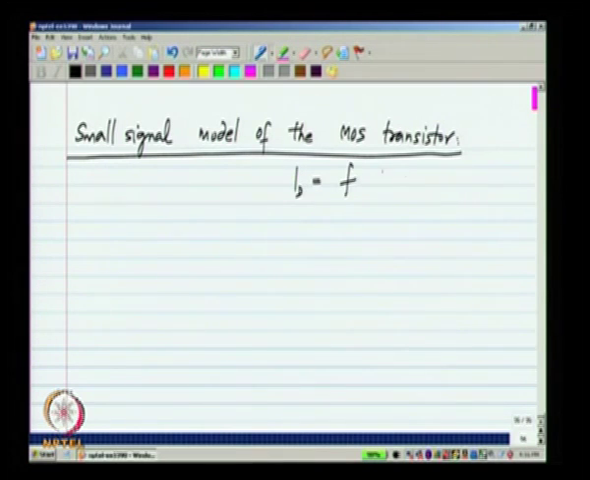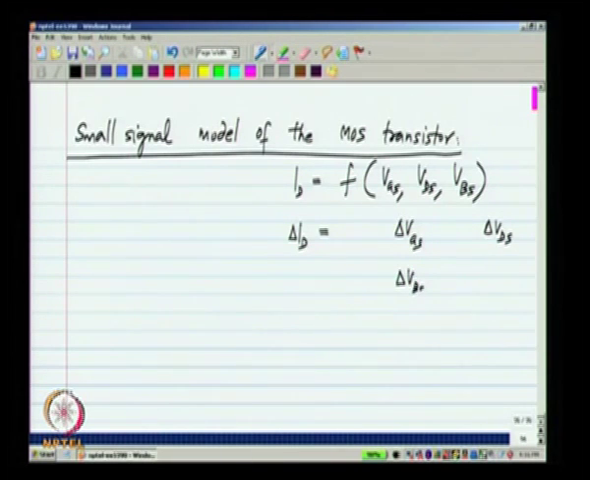Because ID is a function of VGS, VDS and of course VSB, or in the small signal case it is usually written as a function of VBS. We know that the change in ID will be a function of change in VGS, change in VDS and also change in VBS. And what kind of a function will it be? We know that when these changes are small, it will be a linear function. Okay.